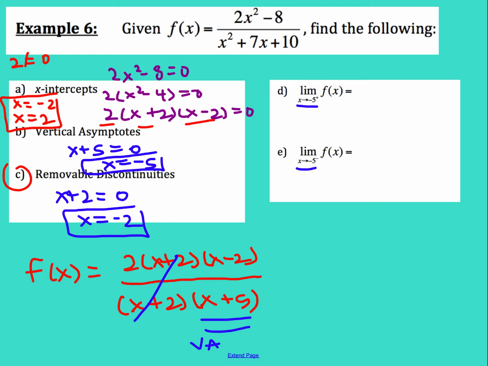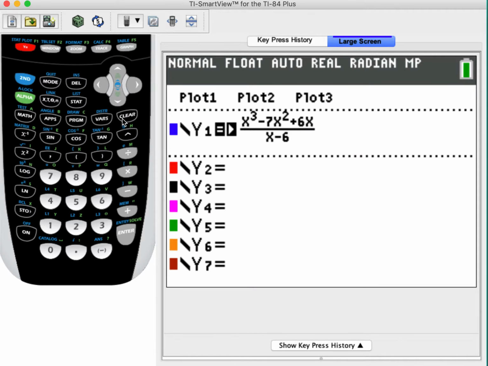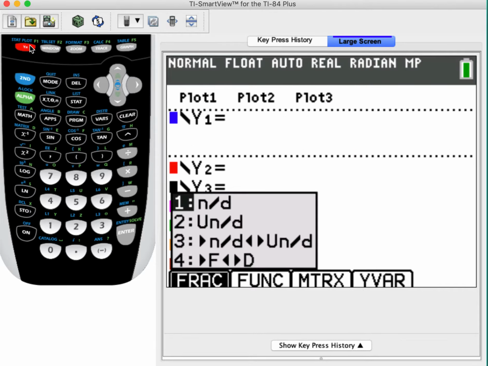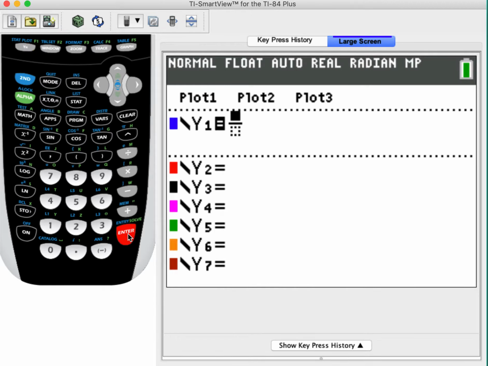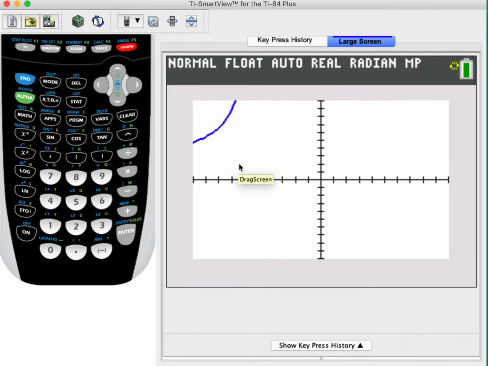So we're going to grab our calculator, go to y equals, clear out what we got, and then we type in our function. So we got 2x squared minus 8, and then we got x squared plus 7x plus 10. And I will graph this. And we are looking at when x approaches negative 5 from the left and the right. So same thing here, 1, 2, 3, 4, 5. So here's my asymptote at negative 5.